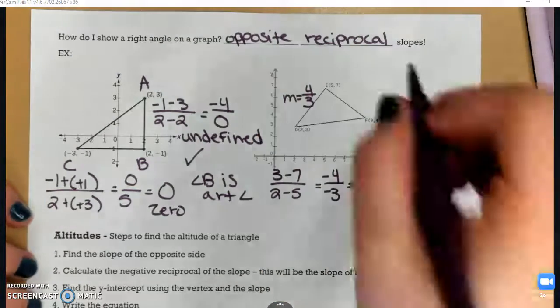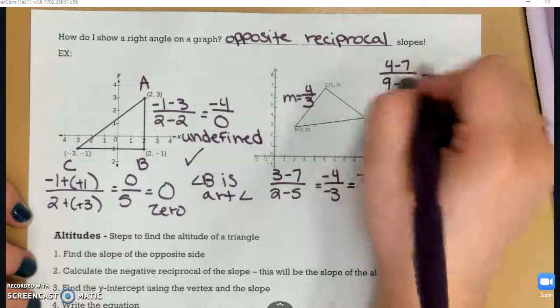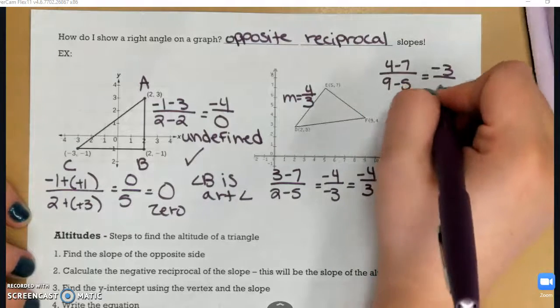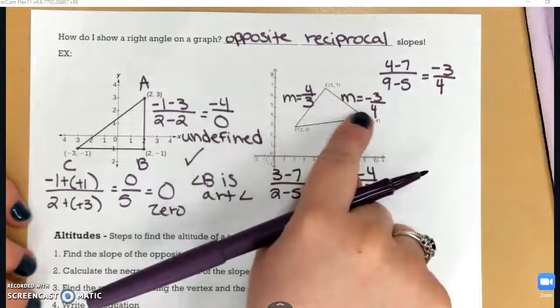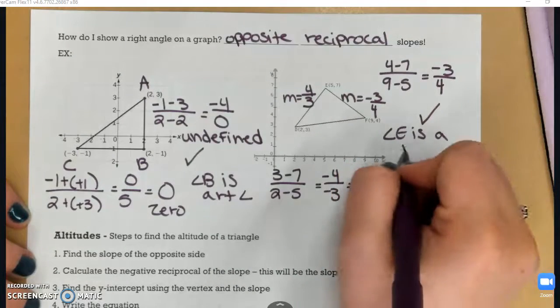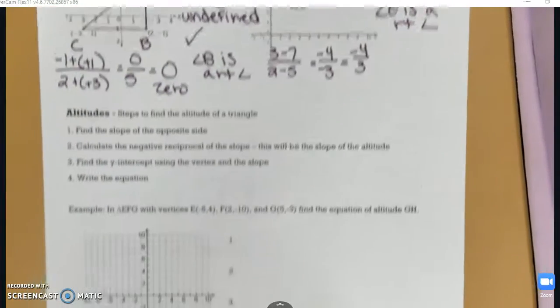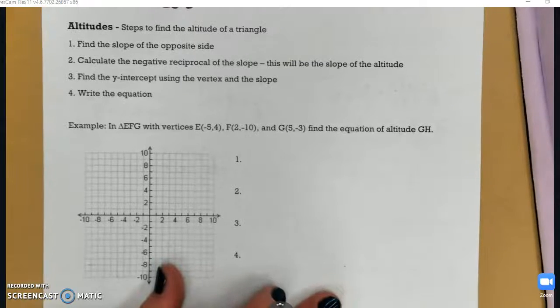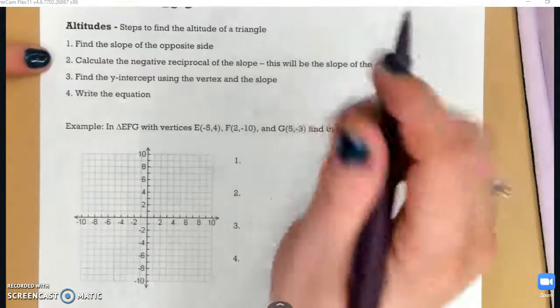Now I need to find the slope for EF. So that is going to be 4 minus 7 over 9 minus 5. So that's going to be negative 3 over 4. 4 over 3 and negative 3 over 4 are opposite reciprocals of each other, so angle E is a right angle. Okay, easy peasy. Now, since we are still talking about perpendicular segments and lines, of course, we are now going to talk about altitudes. Remember, the altitude of a triangle is a segment drawn from the vertex, and it is perpendicular to the opposite side. So, in order to find the equation for an altitude, I follow these 4 steps.